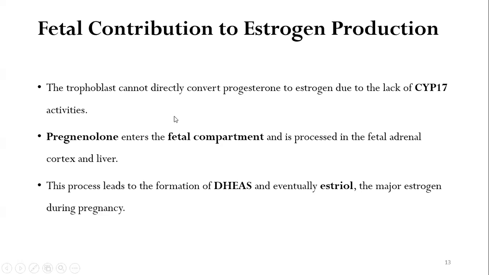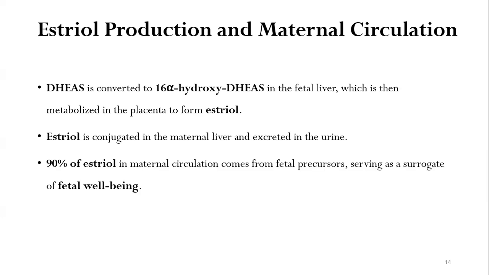So remember that the trophoblast cannot directly convert progesterone into estrogen. Pregnenolone enters the fetal compartment. It is processed by the fetal adrenal cortex and the liver. This process leads to the formation of DHEAS and eventually estriol, which is the major estrogen during pregnancy. DHEAS is converted into 16-alpha hydroxy DHEAS in the fetal liver, which is then metabolized in the placenta to form estriol. Estriol is conjugated in the maternal liver and excreted in the urine.